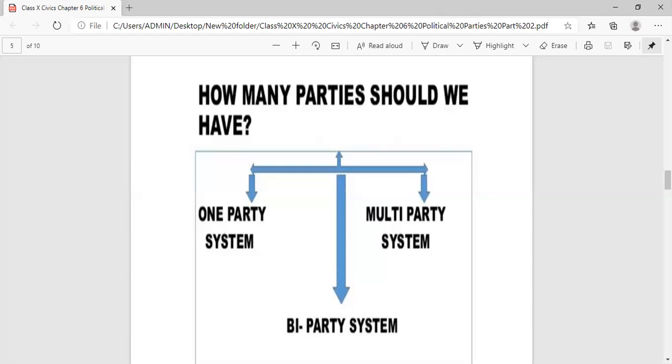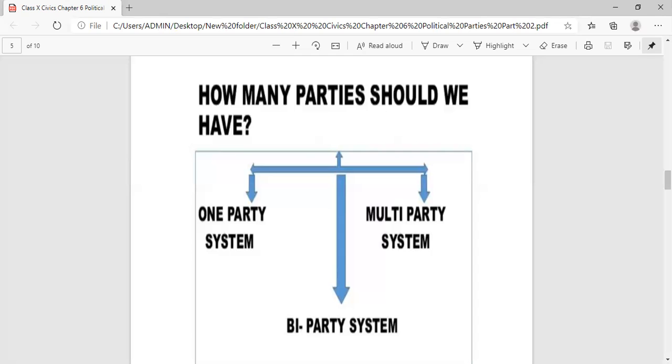Currently, NDA is the ruling alliance and UPA is the opposition alliance. For example, in India, as I said, UPA is the opposition party and NDA is the ruling party. So in India, UPA, NDA, and Left Front, all these are examples of the different alliances in India. In the next slides, we will be learning about national parties in detail.